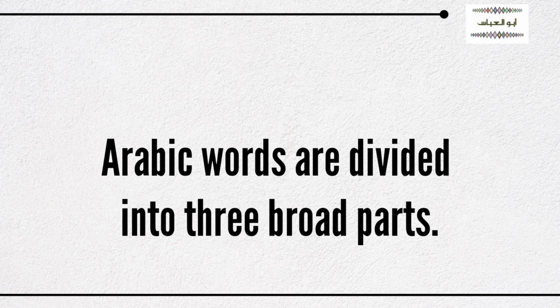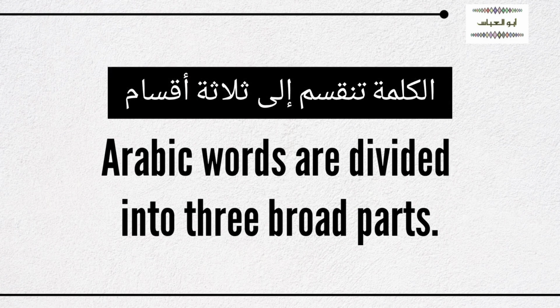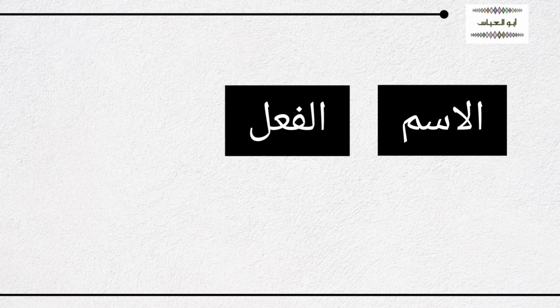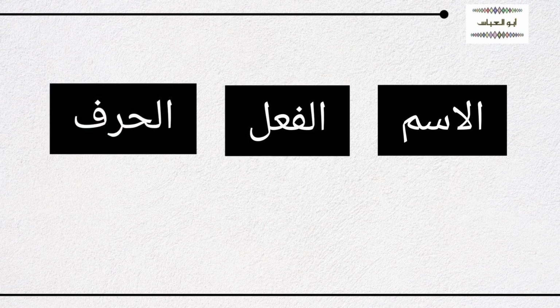Now these Arabic words, al-kalimat al-Arabiyya tanqasimu ila thalathati aqsam. Arabic words are divided into three broad parts. The first one is al-ismu. The second one is al-fi'lu. The third one is al-harfu. So al-kalima is of three types.